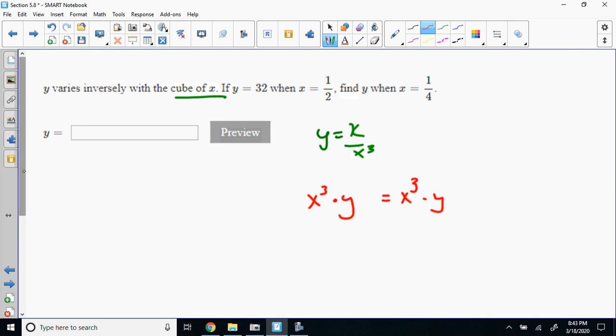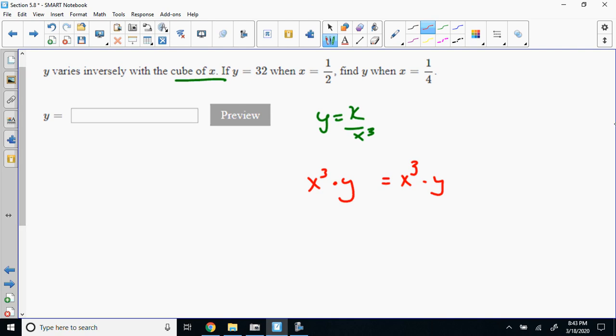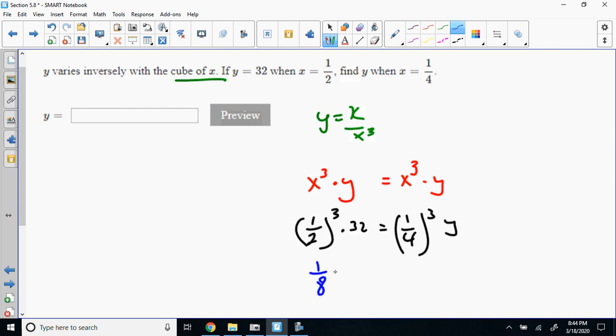Well, don't fret over this because you got fractions. It comes out to be a nice little thing. So 1/2 raised to the third power times 32 is equal to 1/4 raised to the third power times y. So this would be 1/8 times 32, and this would be 4 times 4, 16. It'd be 1 over 48 y, right?